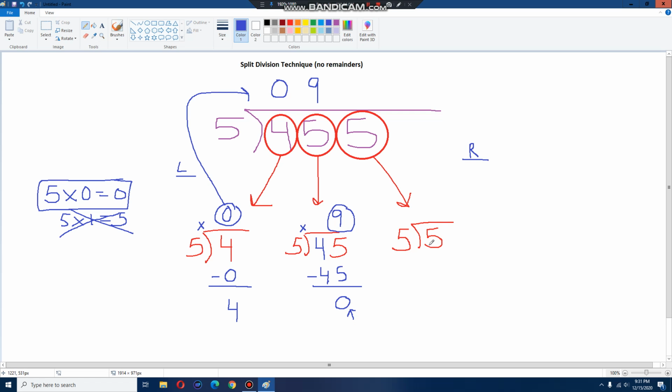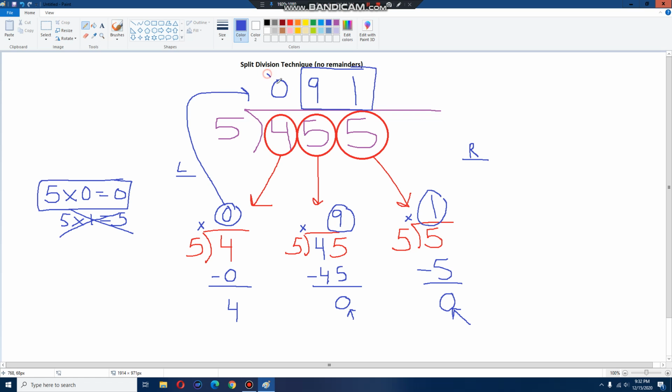So let's go to the next division. 5 times some number is equal to 5, and the answer is 5 times 1. Subtract and it becomes 0. Don't forget this number is part of the answer; put it on top of this 5. Since there's a 0 here, all numbers are in a home, all have a friend, nobody's unhappy. And there we go, final answer: 455 divided by 5 is 91.